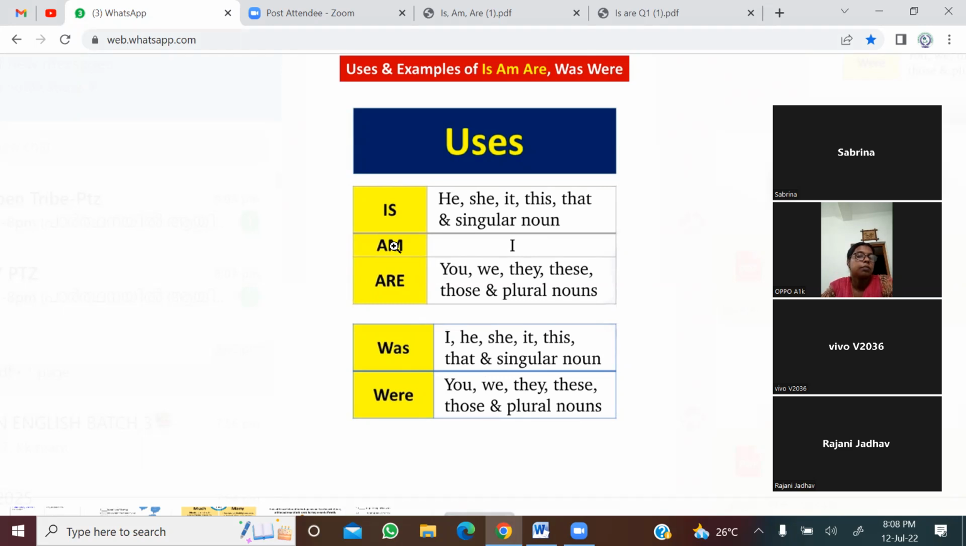Okay, similarly, for singular nouns like he, she, it, this, that, and any singular names, you have to use is. For example, he is driving a car. She is teaching. Dija is a teacher. So when you are using a single name or if it's a singular pronoun, always use is.